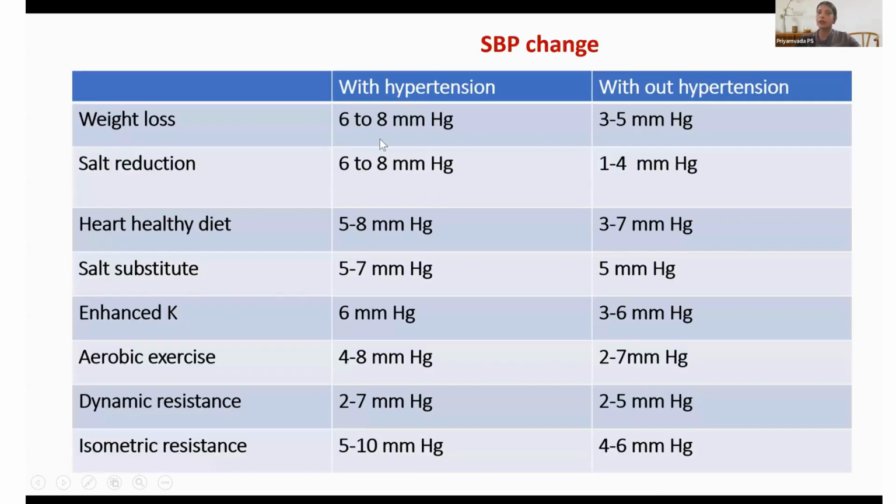So this is the usual range of blood pressure control, which can be anywhere from 5 millimeters of mercury to 10 millimeters of mercury. And this blood pressure lowering effect is seen in individuals without hypertension as well.